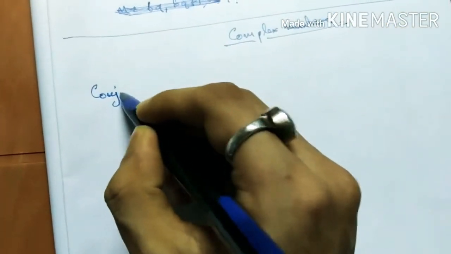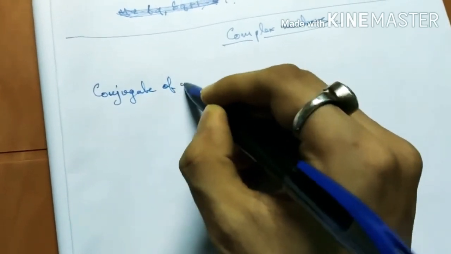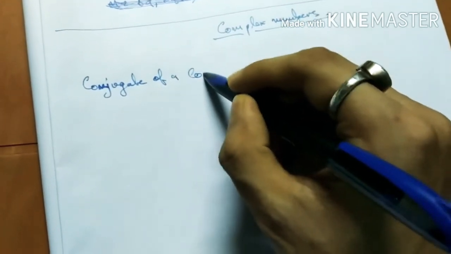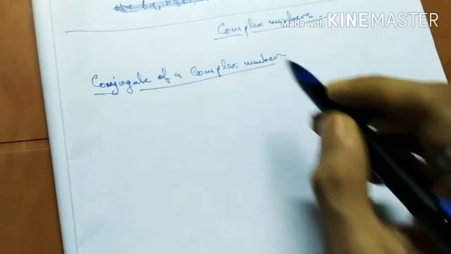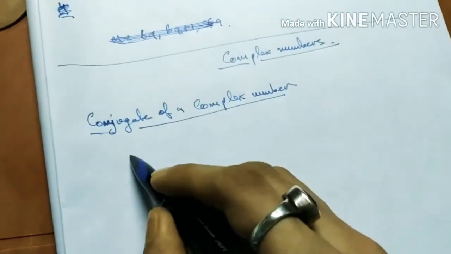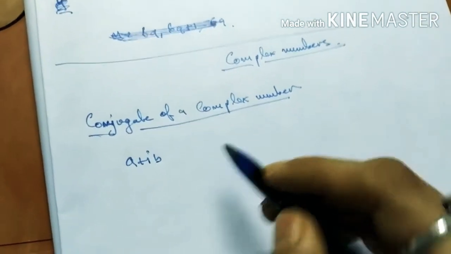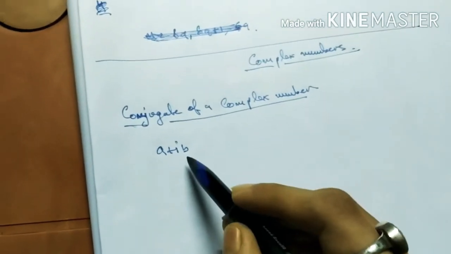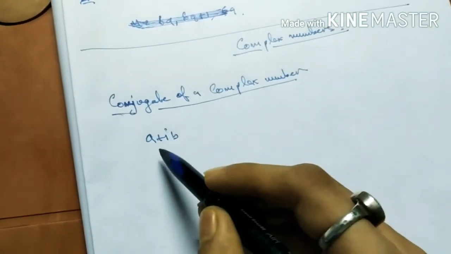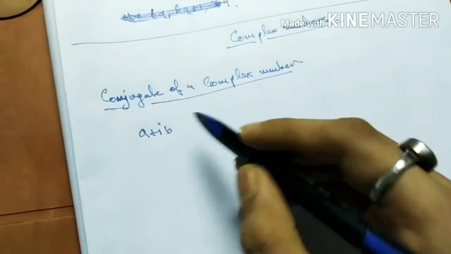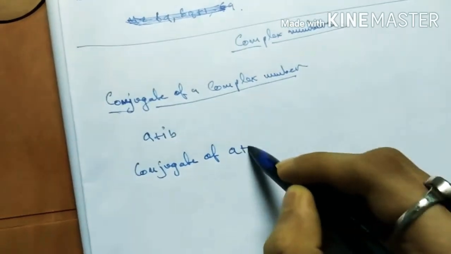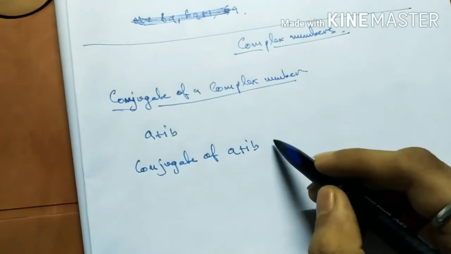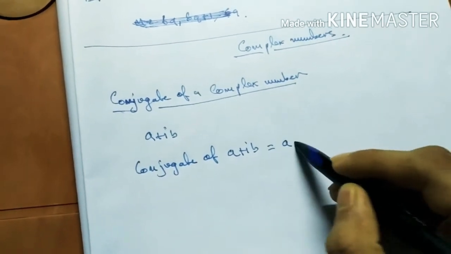Okay, that means in here you see conjugate of a complex number. Okay, conjugate of a complex number. So what is conjugate of a complex number? So if I take a complex number, for example a plus ib, and I want its conjugate, I will write conjugate of a plus ib, it will be a minus ib.